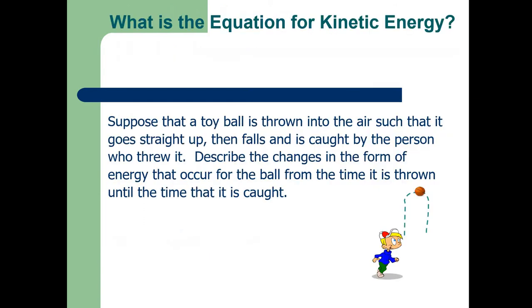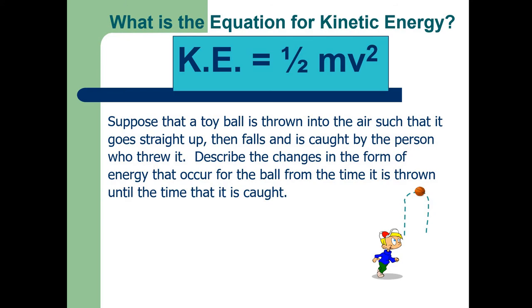All right, let's go forward. So here's this ball. I'm going to toss it up in the air. Suppose a toy ball is thrown up in the air such that it goes straight up and straight down. I did a little loop here because I want to be able to show you what's going on. It's caught by the same person. Describe the form of energy that occurs in the ball from the time it's thrown to the time it's caught.